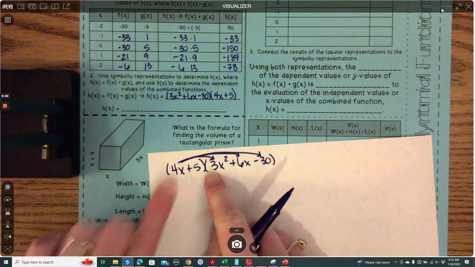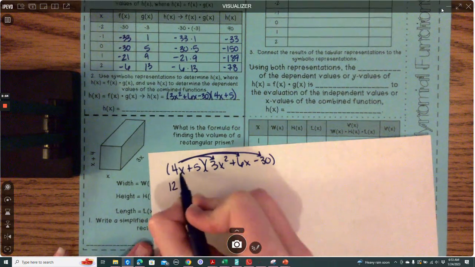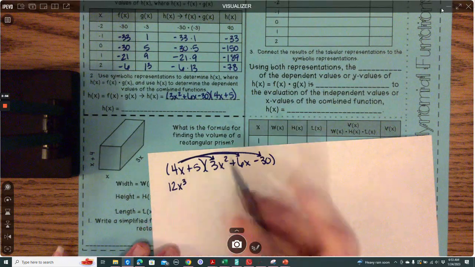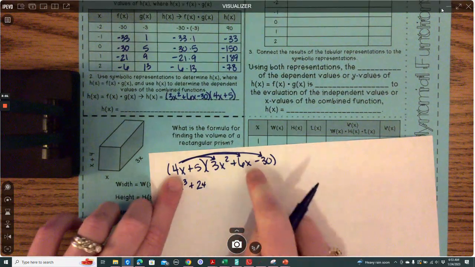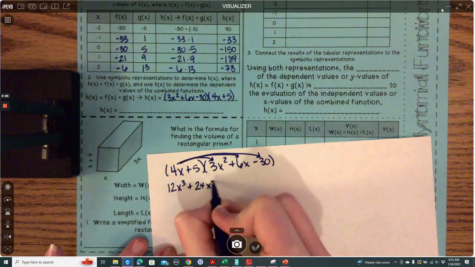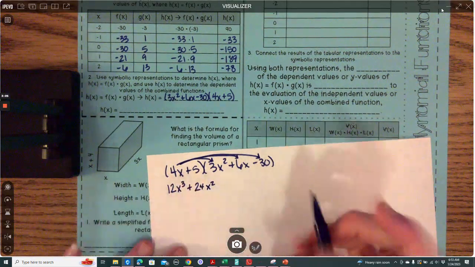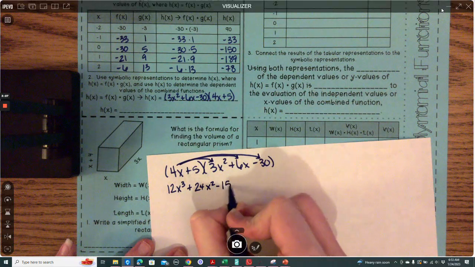So 4 times 3 is 12. X times x squared is x cubed. 4 times 6 is 24. X times x is x squared. And then 5 times negative 30 is a negative 150.